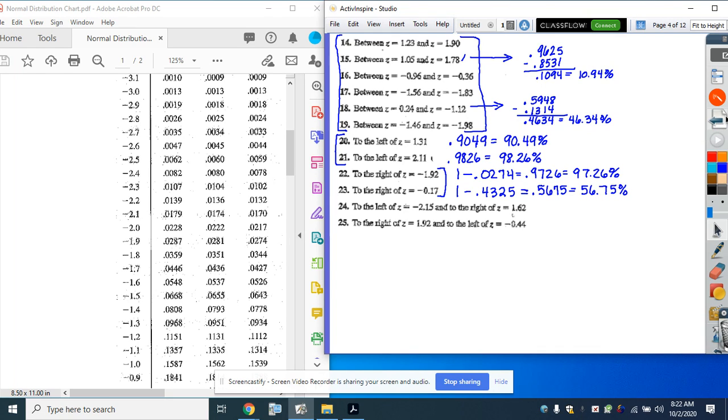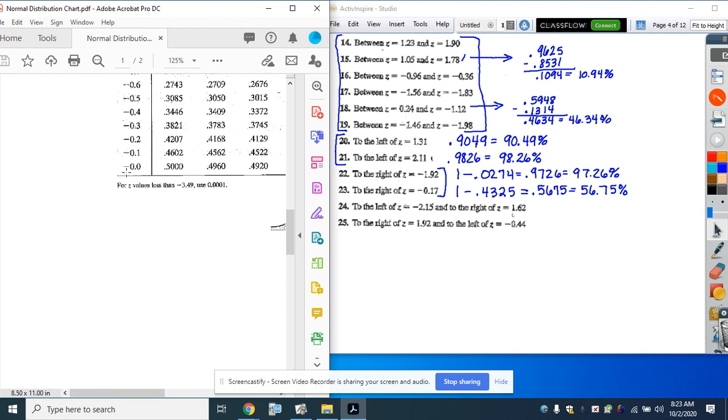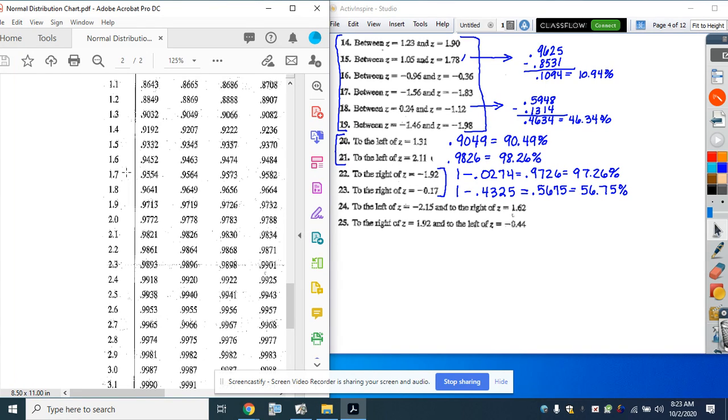The first ones we did were from the left. So it says I need to the left of z equals 1.31. That's the first one I'm going to do. When you're looking at your chart, you have a positive side and you have a negative side. The first thing you've got to pay attention to is what is the sign of my z-score? In this case, my sign is positive.